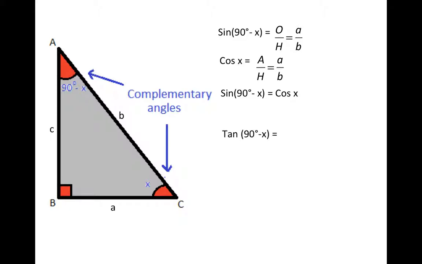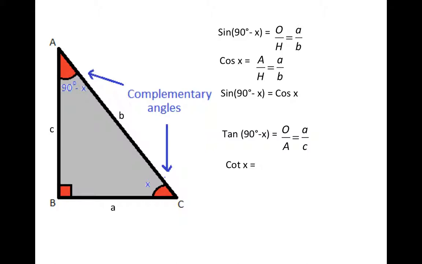Let's turn now to tan. Let's look at the tan of 90 minus x. So up at vertex A, we're trying to find the tan of that angle. It's going to be opposite over adjacent from SOHCAHTOA. So that's a over c. That's easy peasy. Done that 100 times. What about the other angle, x?